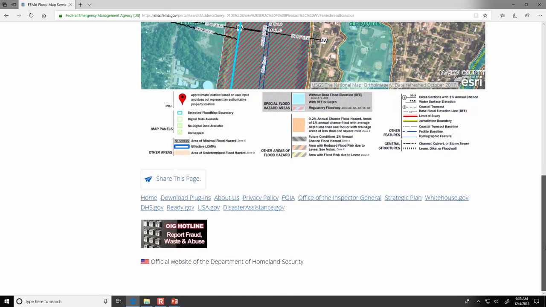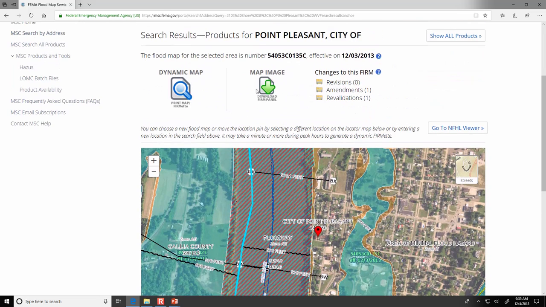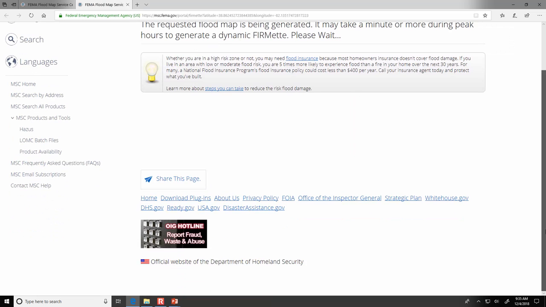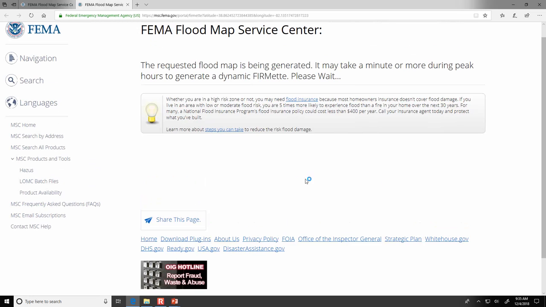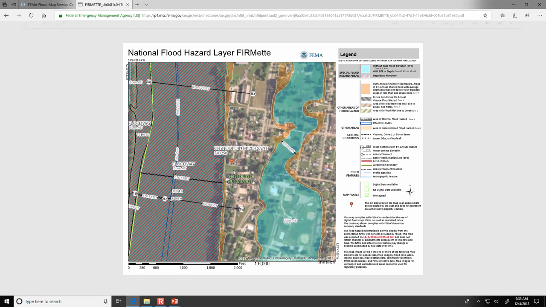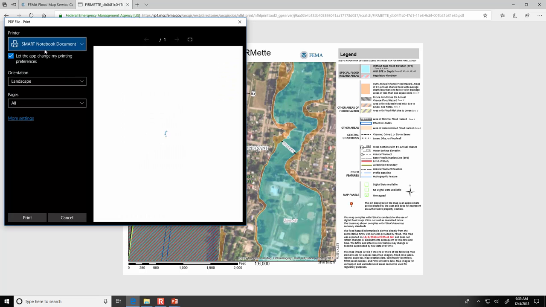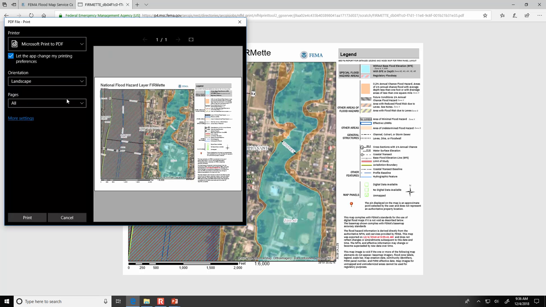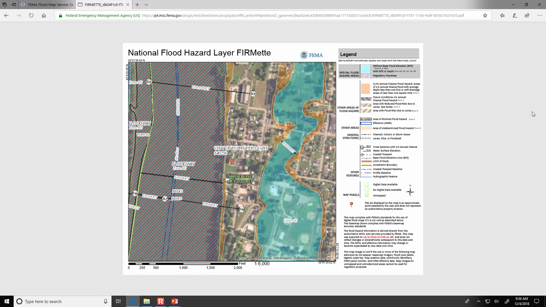Now, the PDFs that you can generate, all right, so let's do dynamic map. Hopefully this will load. It's creating what's called a FIRMette. And the FIRMette is a PDF that you can save that has all of the definitions built into it. It's got the location. So here's the address that's identified, the key, and if we wanted to print that, then we could make a PDF out of it. So that is how you generate a FIRM.